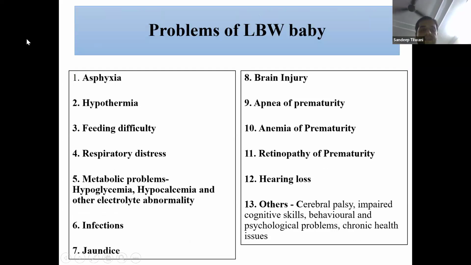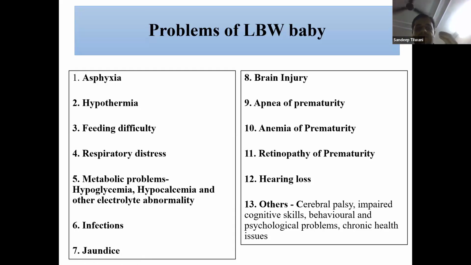First and foremost is asphyxia. Why asphyxia is very common in these low birth weight babies is because during the in utero phase, it is the placenta which is taking care of the gas exchange function for the fetus. The fetus is not breathing in utero; the gas exchange is not happening at the level of the lungs but at the level of the placenta. So basically your placenta acts as the lungs for the fetus.